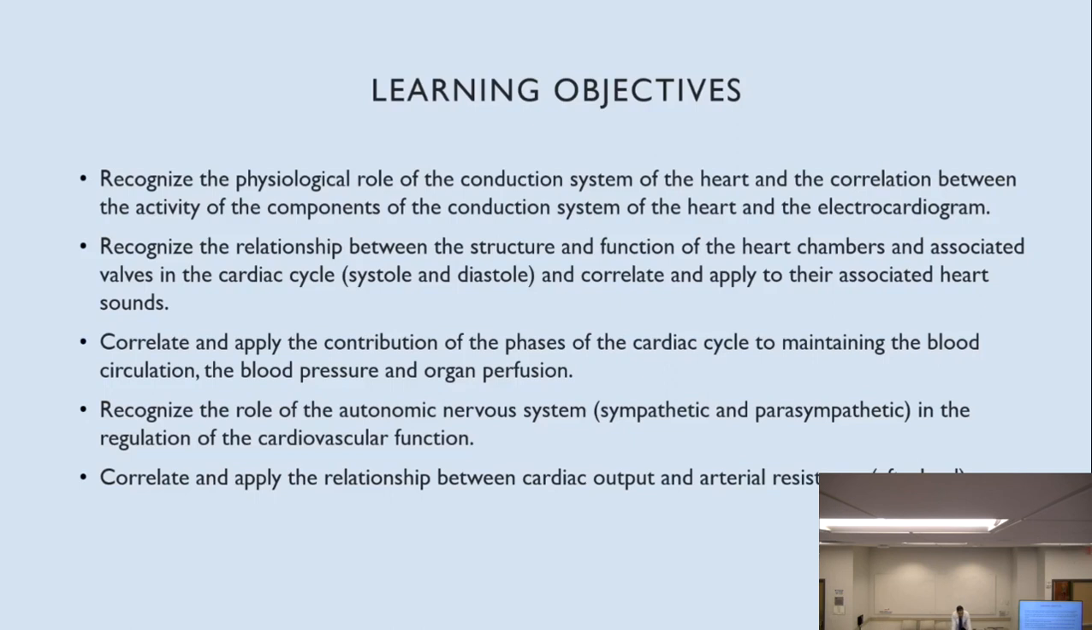So we're going to try to see how all this applies to the different phases of the cardiac cycle, how the cardiac cycle works to generate pressure, to maintain that pressure, to guarantee the perfusion of the different organs, and to guarantee the perfusion of the most important organ that the heart is trying to perfuse, that is the brain, which is a priority for our body. Okay, we are going to see the role of the autonomic nervous system there.